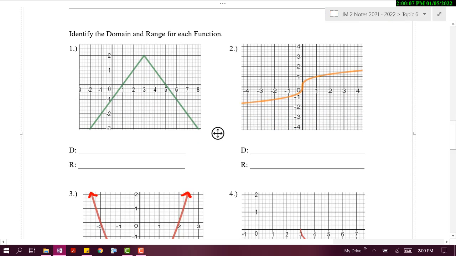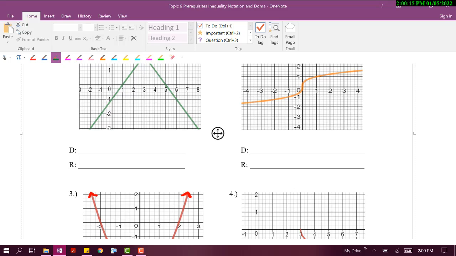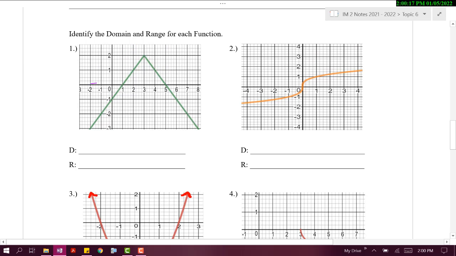Identify the domain and range for each function. Well, the domain for 1, because, let me switch colors here, because that graph keeps going that way, and that keeps going that way. Or the green absolute value function keeps going those directions, down, but also those directions. So it goes all the way to the left, all the way to the right, so it's all real numbers.